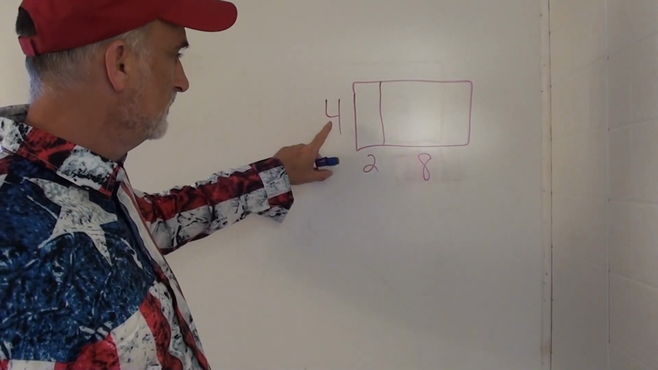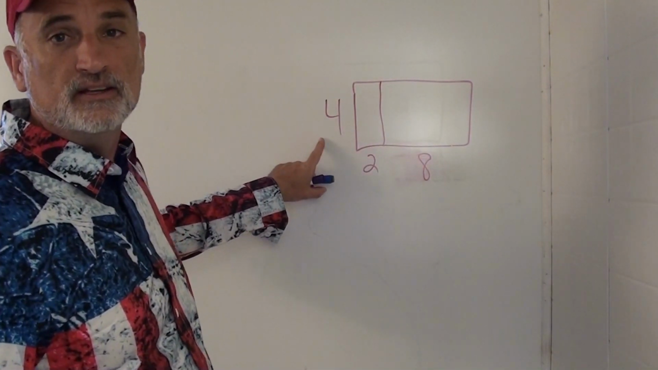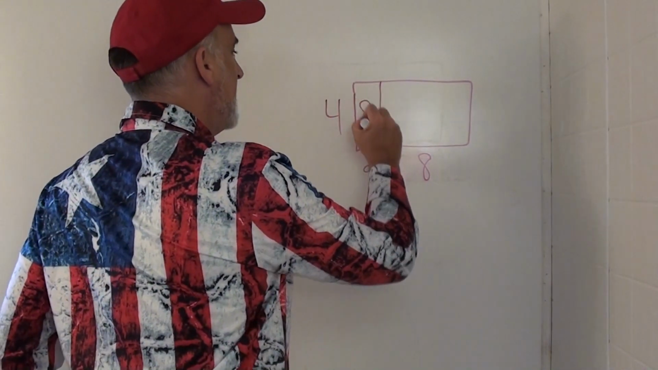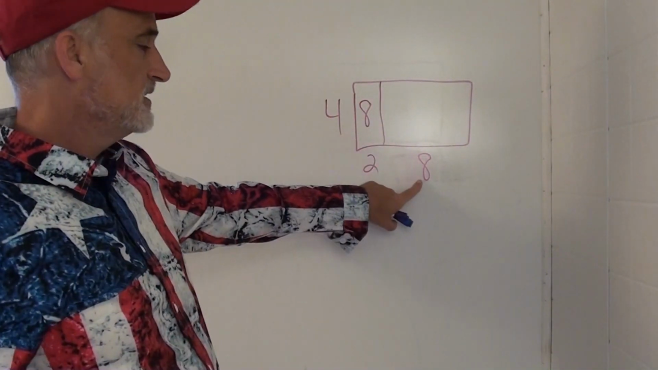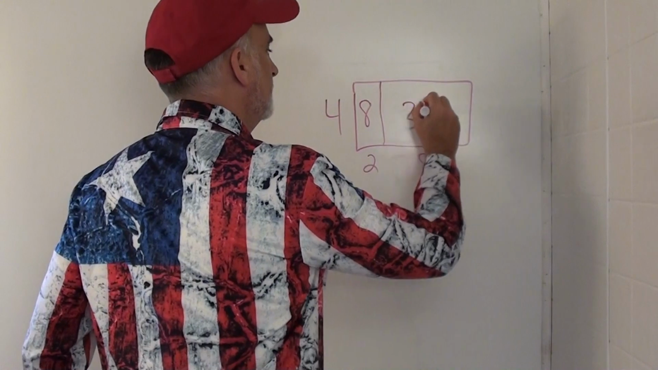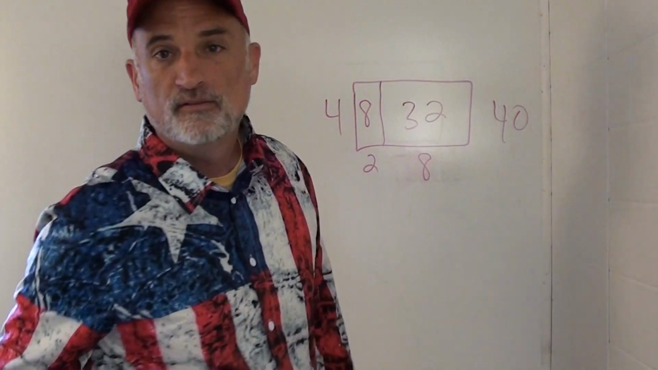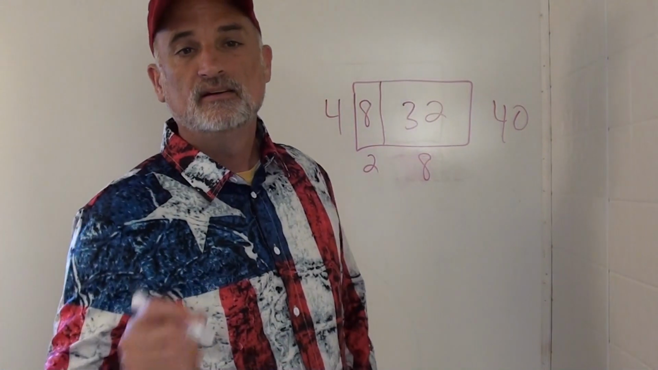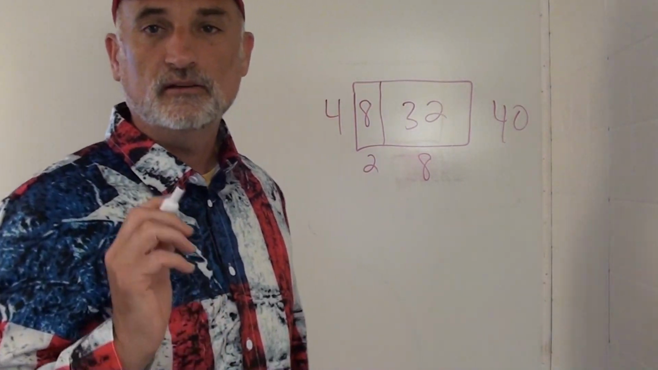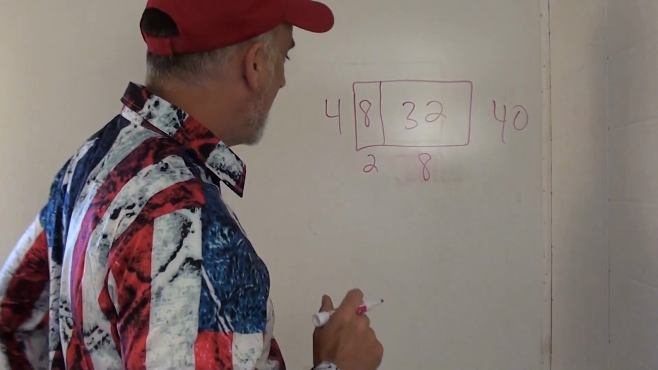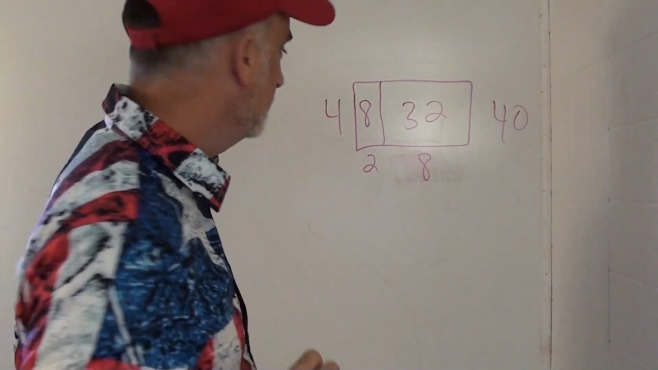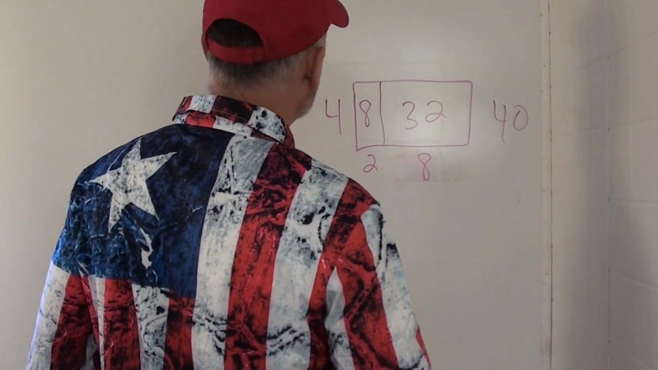So what we do to find the area is 4 times 2 is 8, and 4 times 8 is 32. And we still get 40, okay? Now, let's parallel this and look at how it would look in the distributive property, okay?